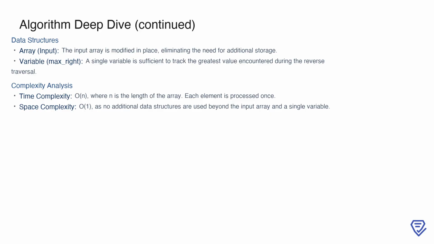This ensures in-place transformation without requiring additional storage. In terms of complexity, the solution is highly efficient. The time complexity is O(n), where n is the array's length, since we make just one pass through the array. The space complexity is O(1), as no extra data structures are used beyond the input array and the max_right variable. This optimized use of resources makes the solution ideal for large arrays, addressing both performance and space constraints effectively.